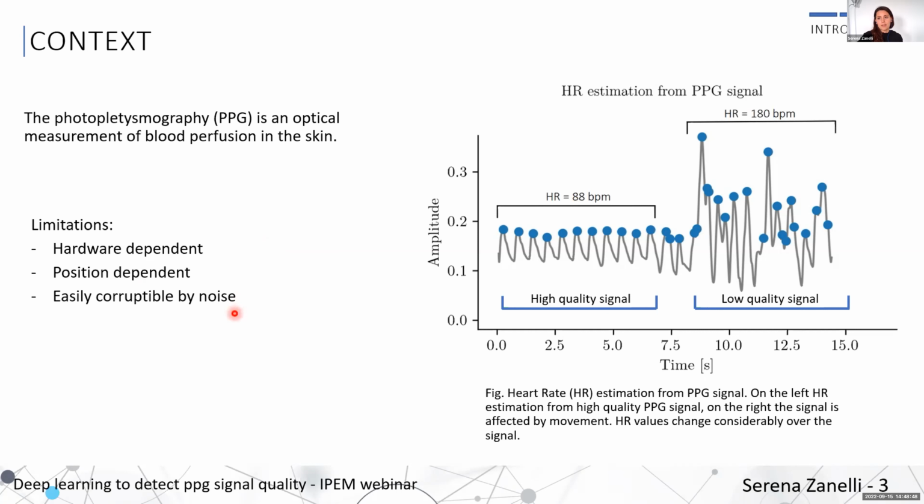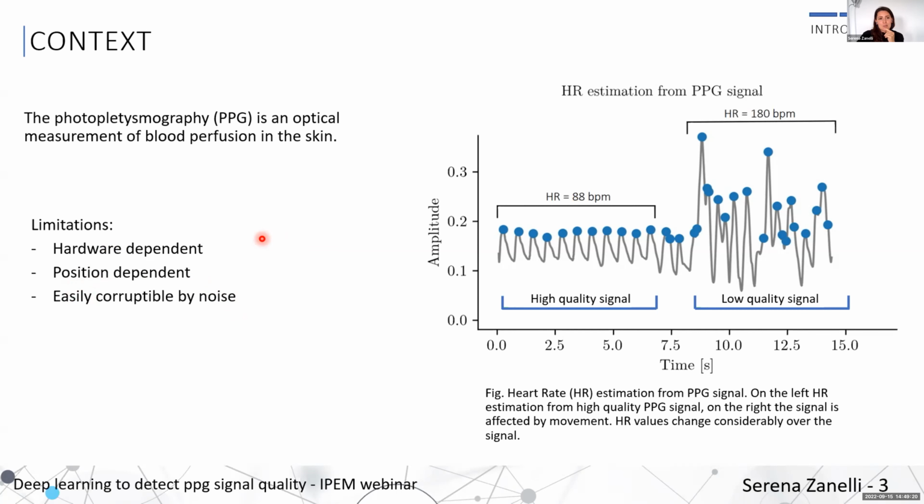If we use a red, an infrared, or a green light, we will obtain different answers. It depends on the position, because if we use PPG from the wrist, we will have a certain kind of PPG shape. If we use clinical finger PPG, we will obtain another shape. But the most challenging limitation, as the other two speakers already said, is that PPG is easily corruptible by noise.